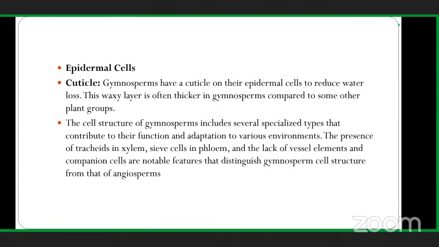So epidermal cells have a cuticle. What is the cuticle? It is an outer thick layer and it prevents water loss. Their main task is to prevent water loss. So this is the role of the cuticle. So this is all about the cell structure of gymnosperms.